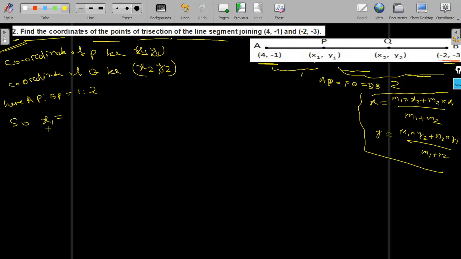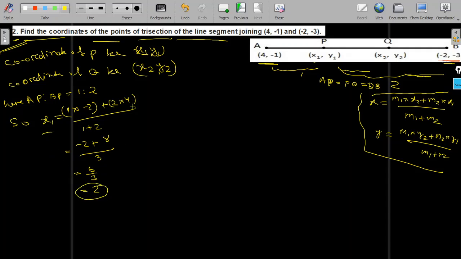Now x is equal to, we will use the formula. Here m1 is 1, into x2, which is minus 2, so 1 into minus 2, plus m2, which is 2, into x1, which is 4, divided by 1 plus 2. That equals minus 2 plus 8 divided by 3, equal to 6 by 3, which is 2. So we got x1 is 2.